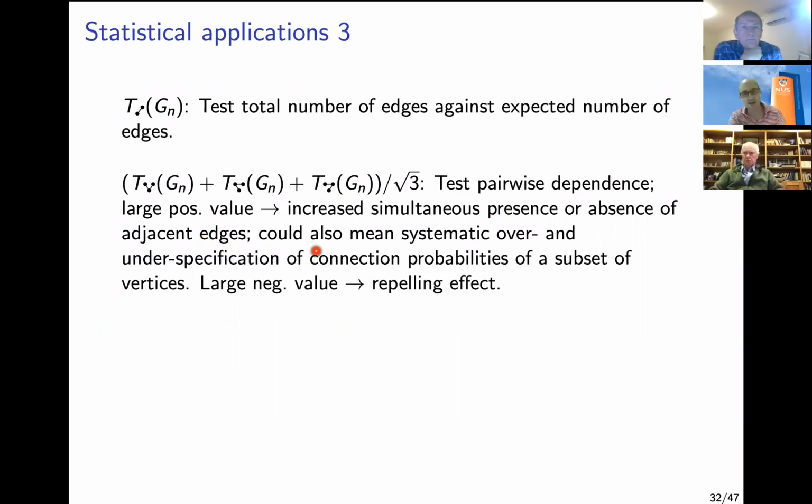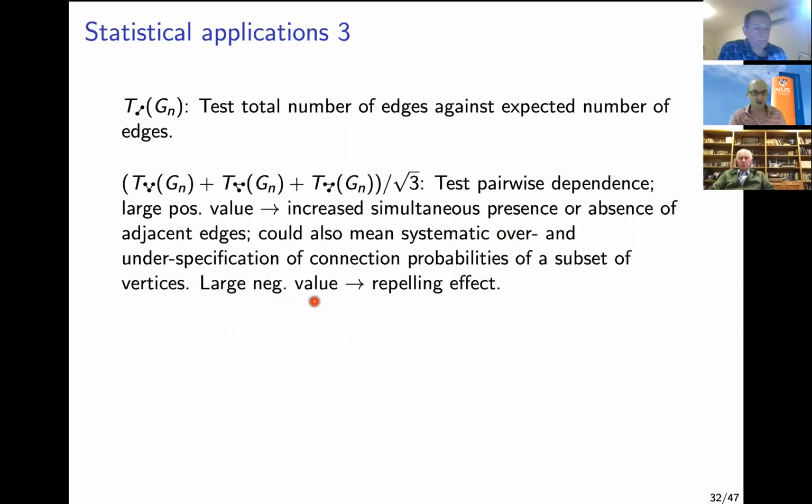Okay, it could also mean a systematic over or under specification of our connection probabilities. That could also be the case, I think. By that I mean that if in some part of the graph you have an over specification of the probabilities, and in another part you have an under specification. If somewhere the probabilities are too large, then this test would catch that. But if one part is over and another part is under specified, then this statistic will catch that as well.